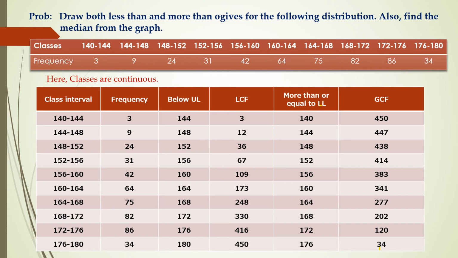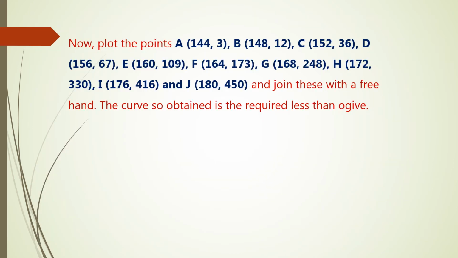Now, by using this distribution, we represent the complete data on a graph to get the ogives of both types. Now plot the points. These points you get from the table. Plot these points and join them with a freehand. The curve obtained will be the less than ogive.